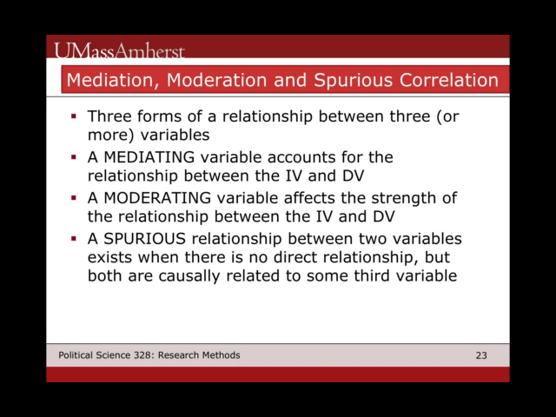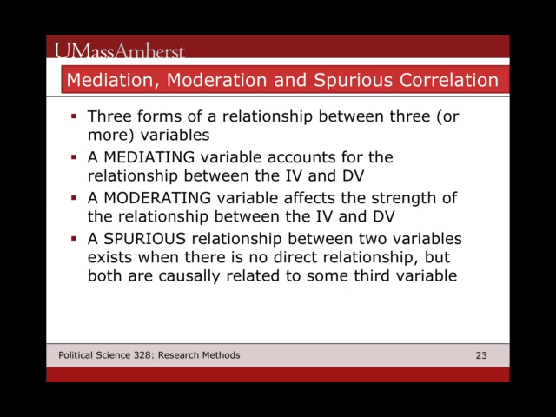So the simpler version of all of this is to think about different ways that three or more variables might be related. The classic three that we think about are mediation, moderation, and spurious correlation. I'm going to explain all these in detail, but first let me just quickly define them.